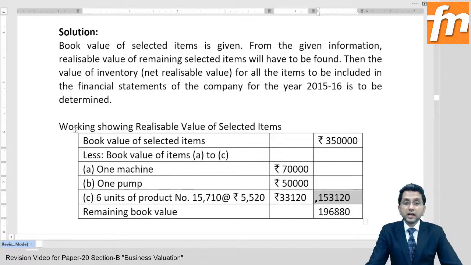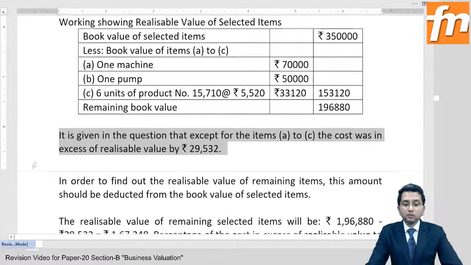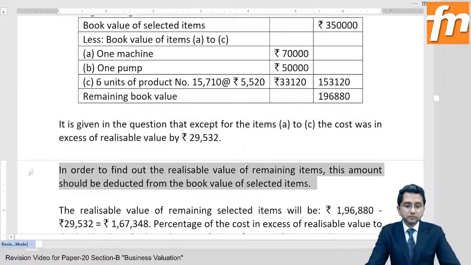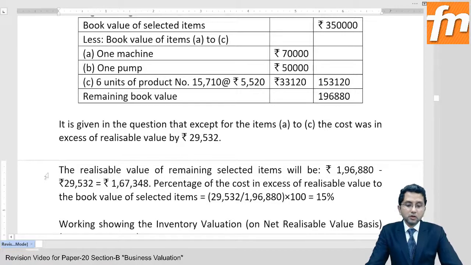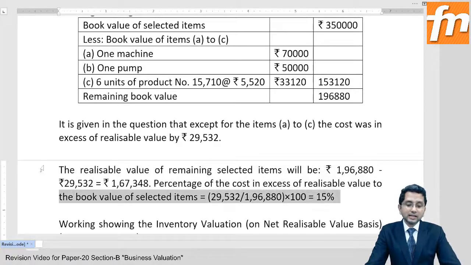So book value of special items within the sample is 153,120. When you deduct it from the sample, you get the sample of general items. So sample book value of general items, that is not the special items, is 196,880. On this 196,880, there is a downfall of 29,532. So 29,532 should be deducted from 196,880, which comes as 167,348, and this downfall is actually 15%.